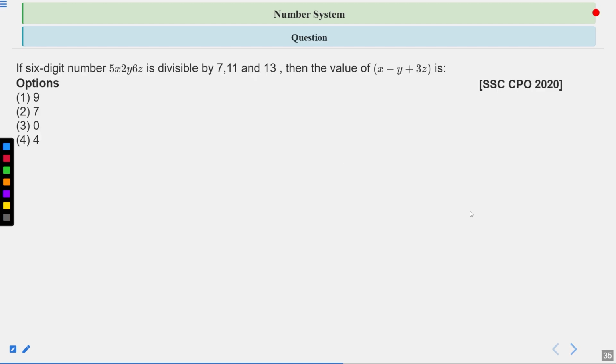If the 6-digit number 5x2y6z is divisible by 7, 11 and 13, then the value of x minus y plus 3z is? This question was asked in the SSC CPO exam in 2020. So there are 4 options. First one is 9, second is 7, third one is 0 and fourth one is 4. Now you have 10 seconds to solve this question. Your time starts now.